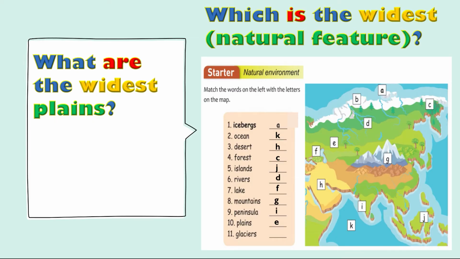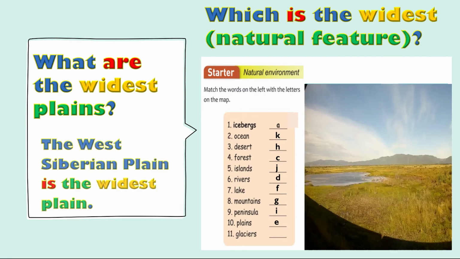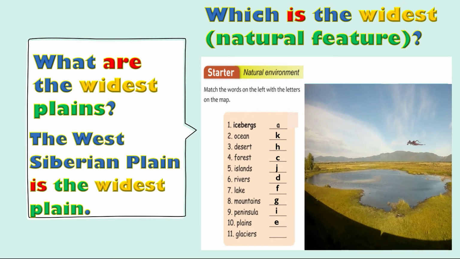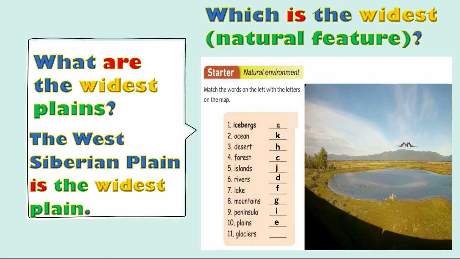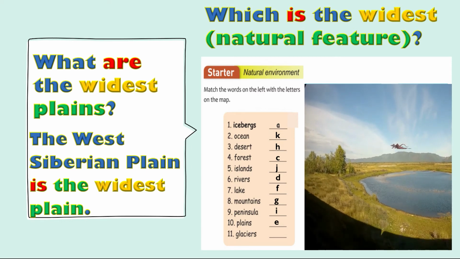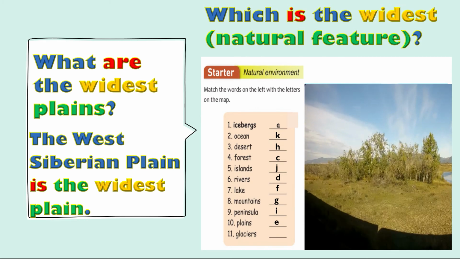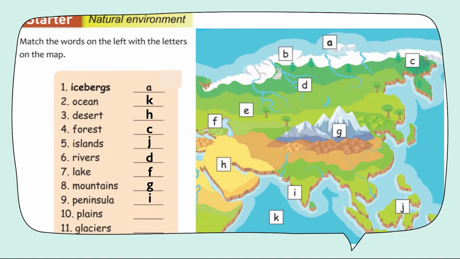So, difficult question here. What are the widest plains? They're in Russia. Siberian? The West Siberian plain is the widest plain. Ooh. So you can see they're very flat all the way to the mountains. Professor Neil, I seem to know these things very well. Yes, you're doing excellently. So hopefully our students are paying attention.